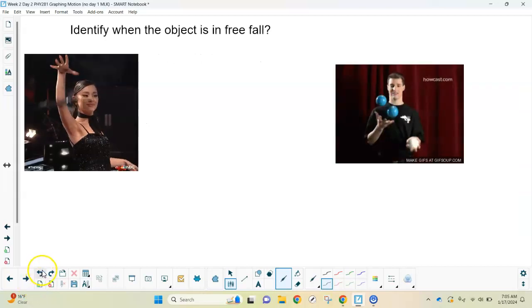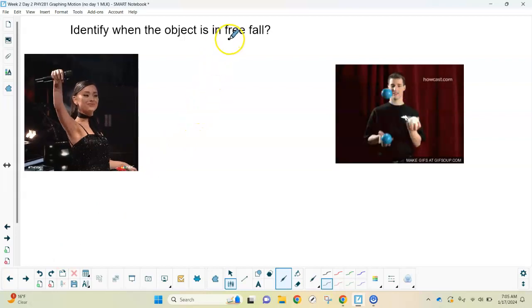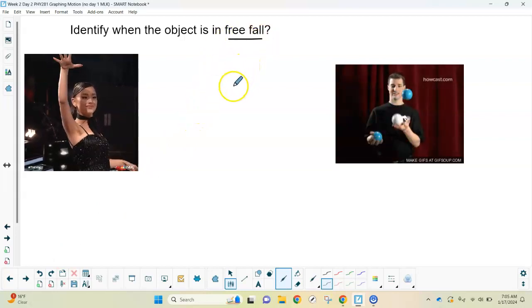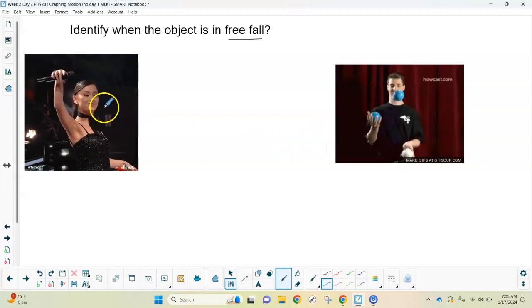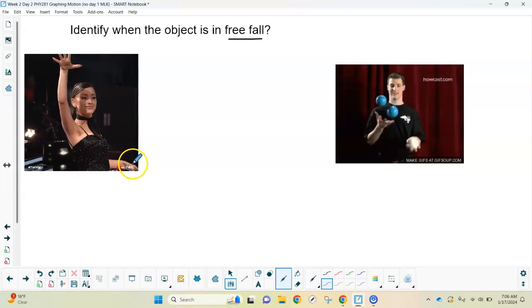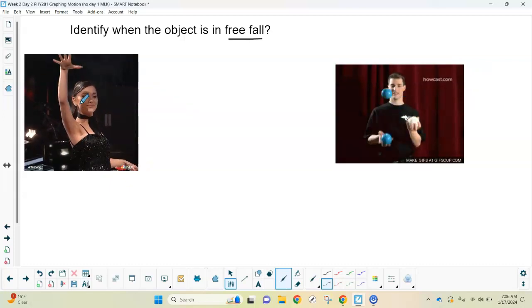All right, so one thing we need to know also is these equations only work during free fall. So free fall is when the force of gravity is the only force acting. So it's important to be able to identify when free fall starts and when free fall ends. So I have a couple GIFs here to discuss. We have Ariana Grande, I believe, dropping a microphone. And we want to talk about when is the microphone in free fall.